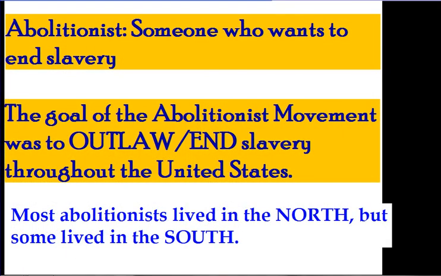So by definition, an abolitionist is someone who wants to end slavery. The goal of the abolitionist movement was to get slavery outlawed, to end slavery legally throughout the United States. And you know that most abolitionists did live in the North, but there were some abolitionists that lived in the South, and likewise everyone who lived in the North was not an abolitionist.